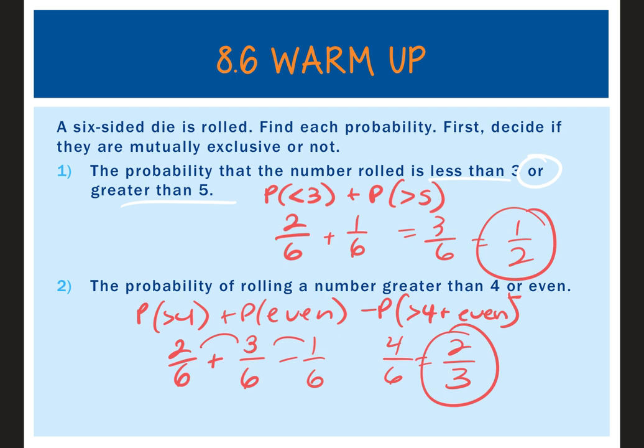Questions? Yeah. Why do you subtract that? Because if it can be both, you have to account for it being able to be both. So can it be greater than 4 and also even? Yes, because 6 is bigger than 4 and also even. If it can be both, you have to subtract the likelihood that that happens.